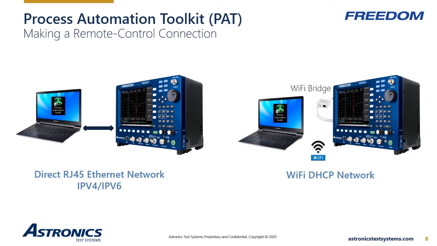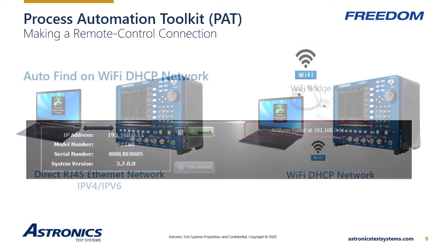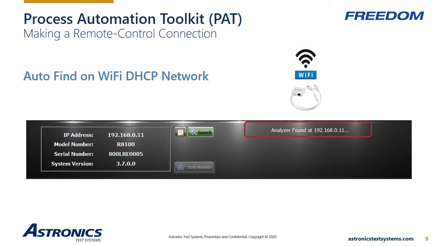Two connection methods are available to PAT, either a direct RJ45 Ethernet connection or a Wi-Fi DHCP network connection. When using the Wi-Fi connection, PAT automatically searches for R8000 presence on the DHCP network. If an instrument is found, it automatically connects.